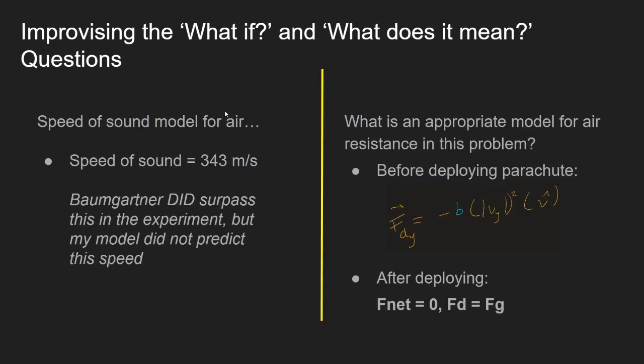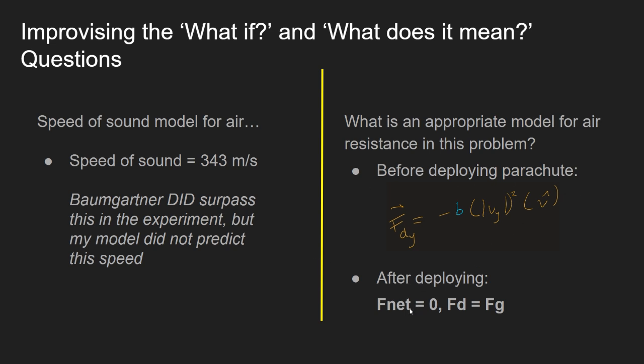We weren't given what if and what does it mean questions for this lab, but I improvised and pulled 2 suggestions they had in the human rocket experiment. The speed of sound is 343 meters per second. He did surpass this in the experiment, but like I said, my model did not predict the speed due to some sources of error. And then an appropriate model for air resistance, we talked about this in the introduction, it's the drag equation. That's before deploying the parachute though.